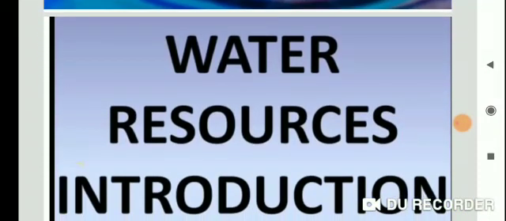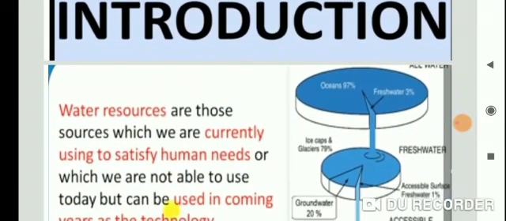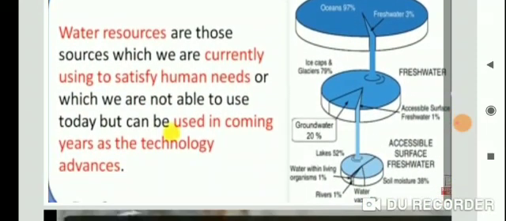Water resource introduction. What is a water resource? Water resources are those sources which we are currently using to satisfy human needs, or which we are not able to use today but can be used in coming years as the technology advances. The first example, currently used to satisfy human needs, is related to rivers, rainwater, lakes and ponds.